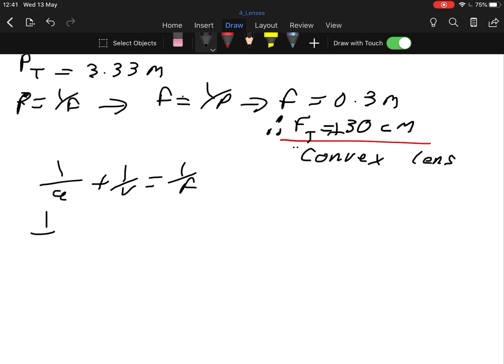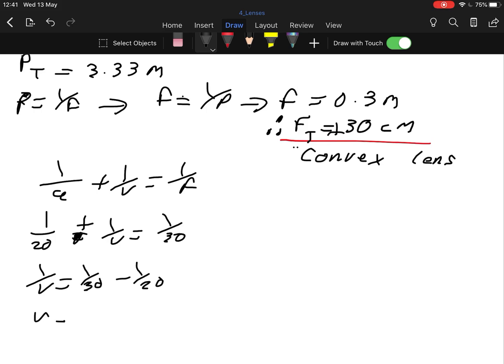We said U was, what was U? Let me go back. 20 centimeters. 1 over 20 plus 1 over V equals 1 over 30. So 1 over V equals 1 over 30 minus 1 over 20. V should equal minus 60 centimeters. So we have a virtual image.